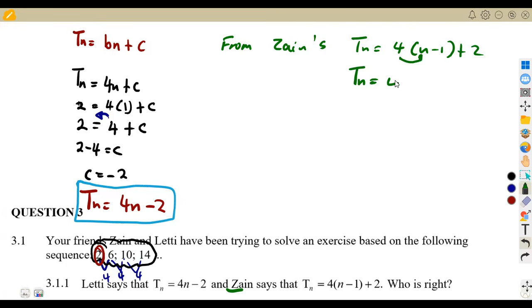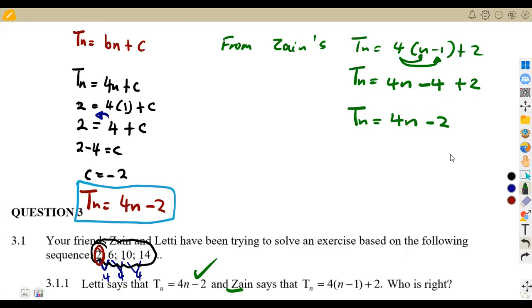That's 4 times n, which is 4n, 4 times -1, which is a -4 plus a 2. All right, so that means Tn is going to be equal to 4n. Collect the like terms, -4 plus 2, that's a -2. So here we are going to obtain a -2. So Tn is equal to 4n minus 2, which is the same Tn as Letty that we have.